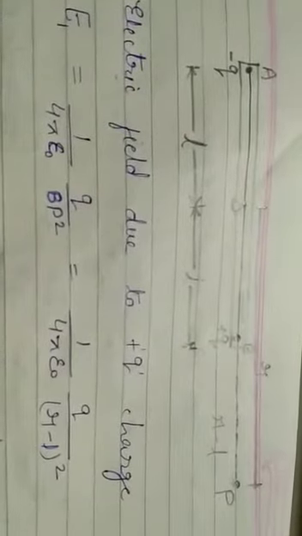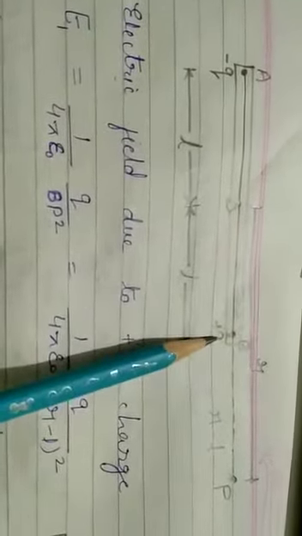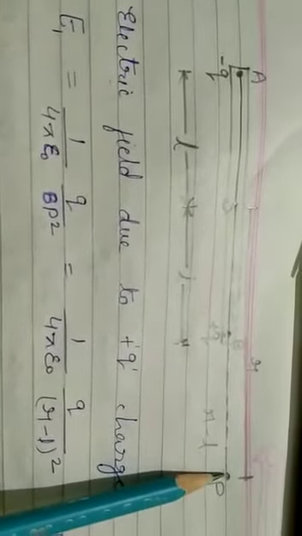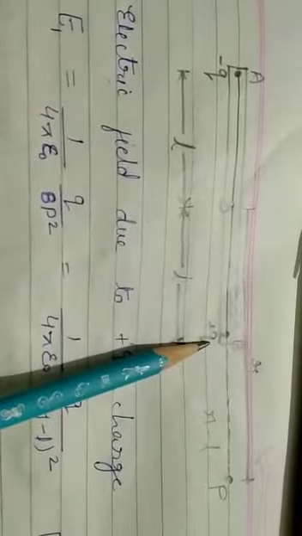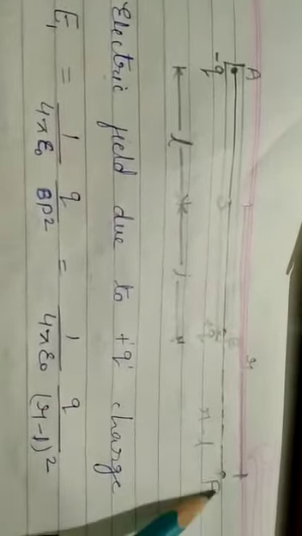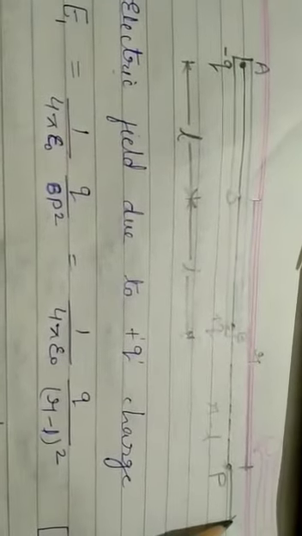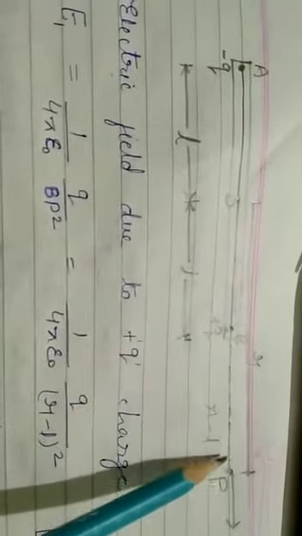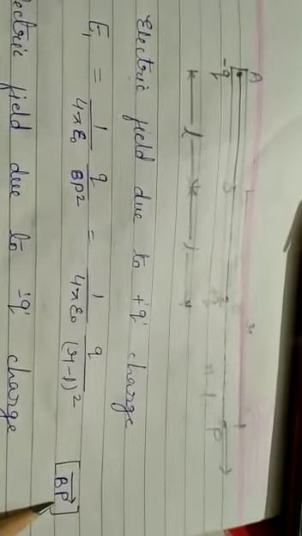And what will be the direction of this field? At B a plus q charge is there, and the test charge we also took as plus, so there will be repulsion. This plus q tries to move the test charge at P away, so the direction will be to the right-hand side, that means from B to P. So because of the plus q charge, the direction is BP.